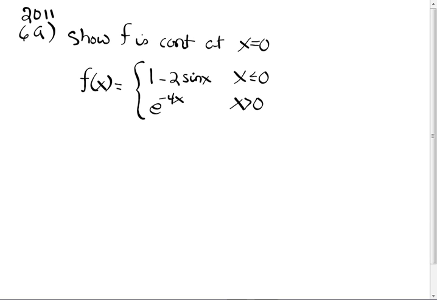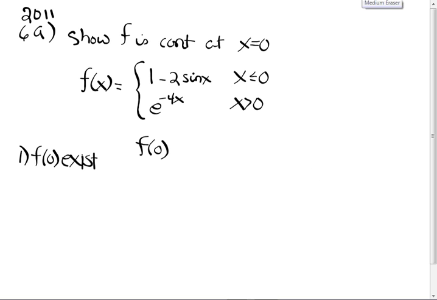How do you know? What do you have to do? F of 0 has to exist. Don't know that. Yeah, you do. What's f of 0? Which one are we going to use? X is less than or equal to 0. F of 0 does exist because of this. If this had been this way, then f of 0 would not exist. No, they're not equal. This is less than or equal to. They join up there.